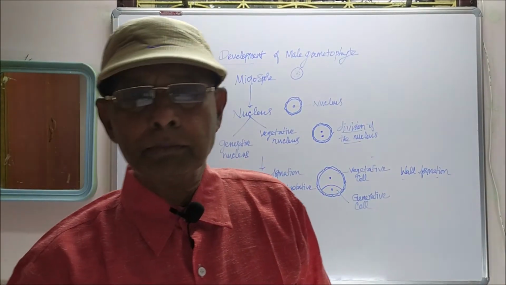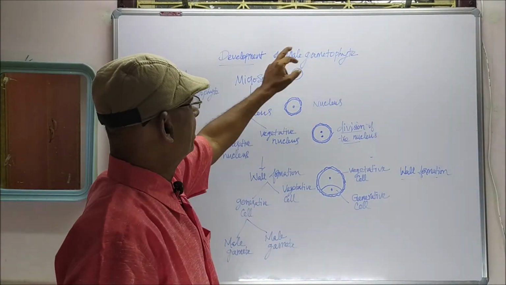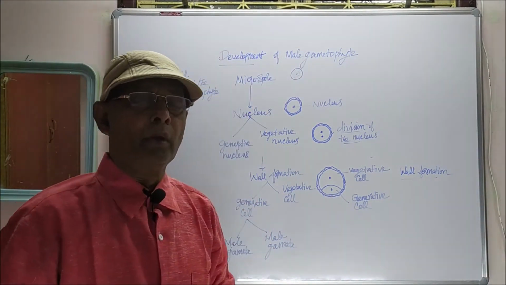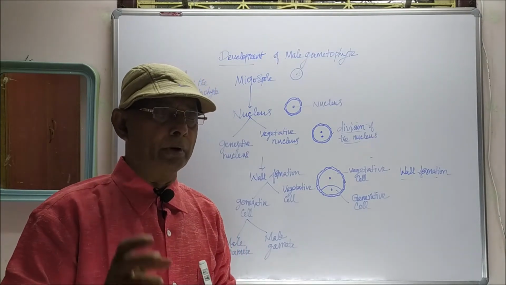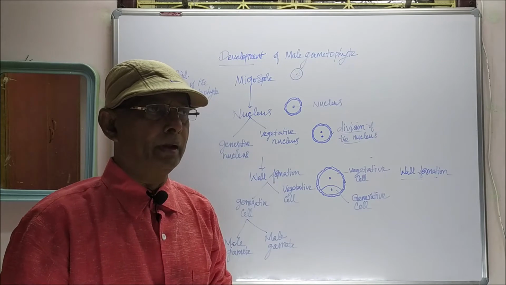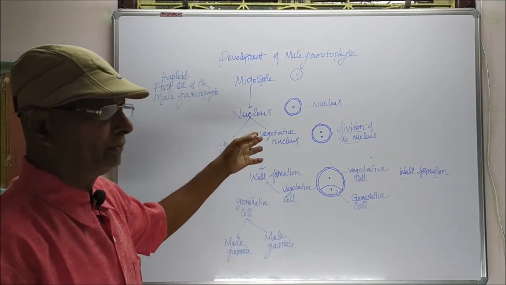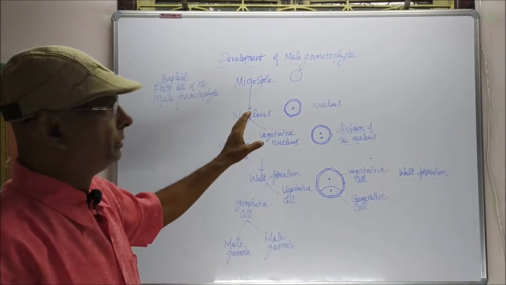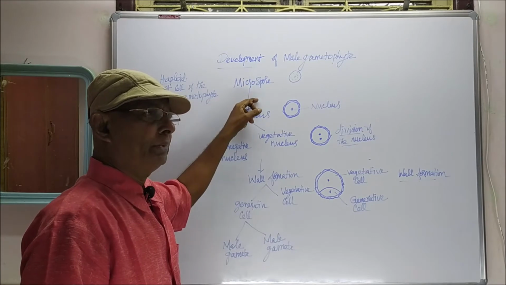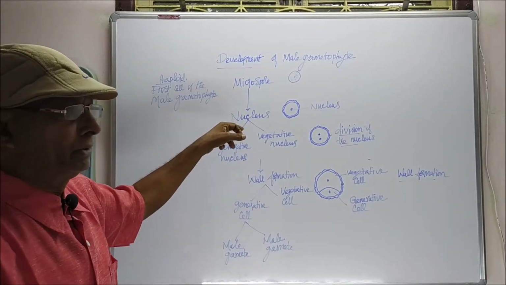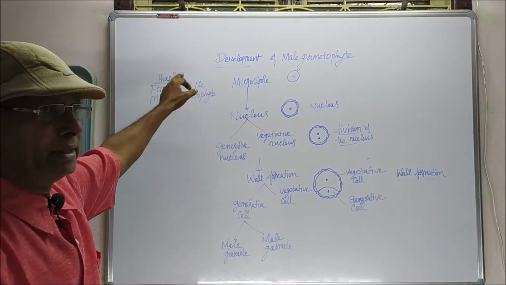Now we'll see about the development of male gametophyte. Male gametophyte means male gamete producing structure. The male gamete producing structure is the male gametophyte, and it is produced by the microspore. Microspore germinates and forms the male gametophyte. The microspore is haploid in nature.